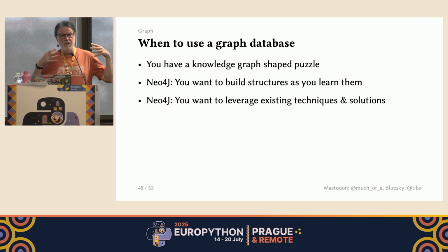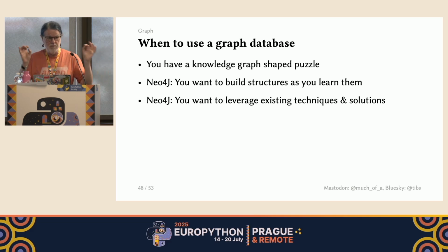Neo4j is very good for building structures as you learn them, because the schema can be implicit. You build the schema as you go. You can create node types and relationship types as you go. And obviously, if you're working in this environment, you may not be very knowledgeable about how to do this stuff because it's one of the lesser known types of databases. So the fact there will be a community out there of other people using the same technologies is very useful.